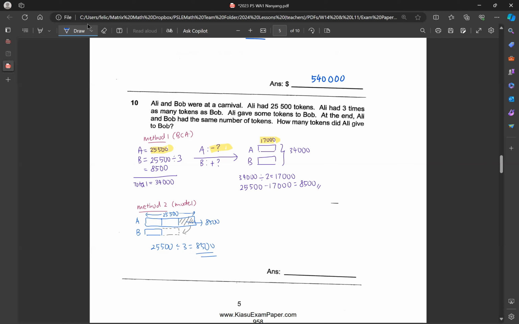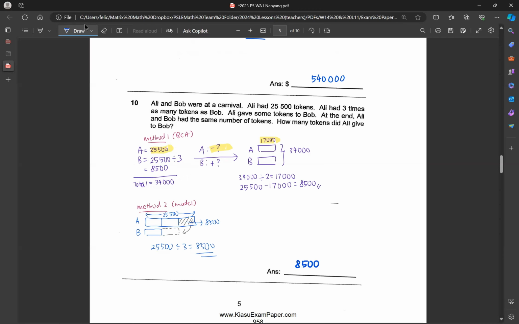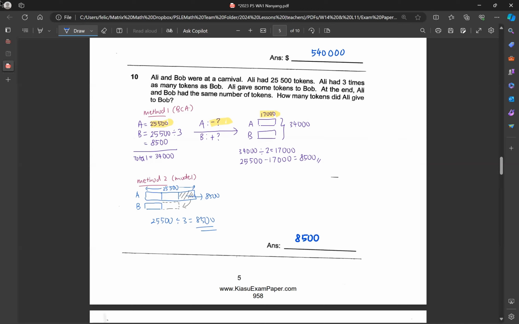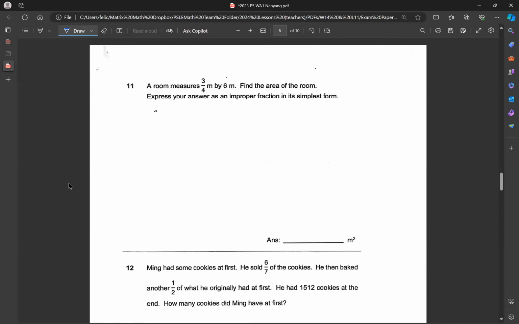Okay, so the model method here, of course, involves fewer steps. All right. Okay, let's go on to question 11. A room measures 3/4 meters by 6 meters. Find the area of the room. Express your answer as an improper fraction in the simplest form.